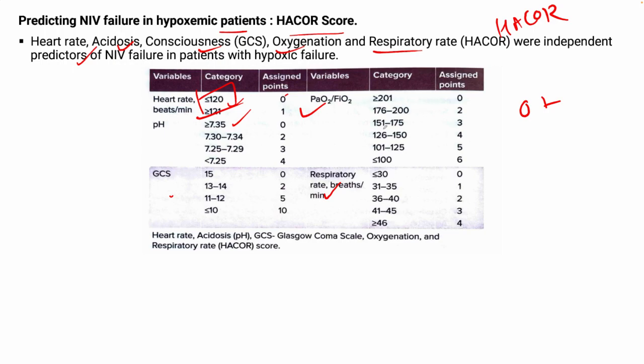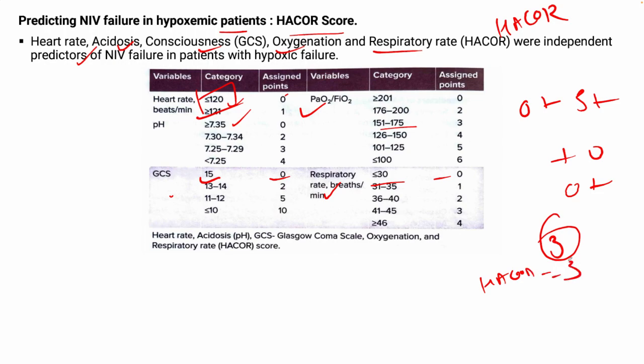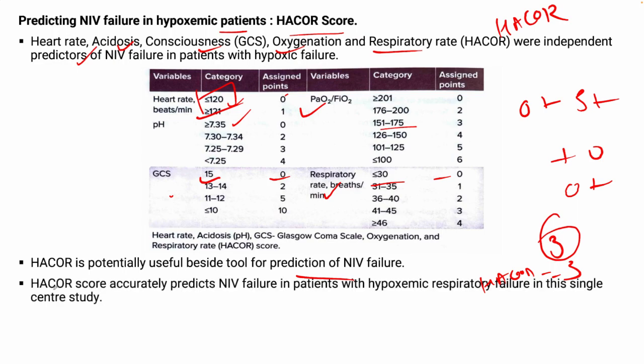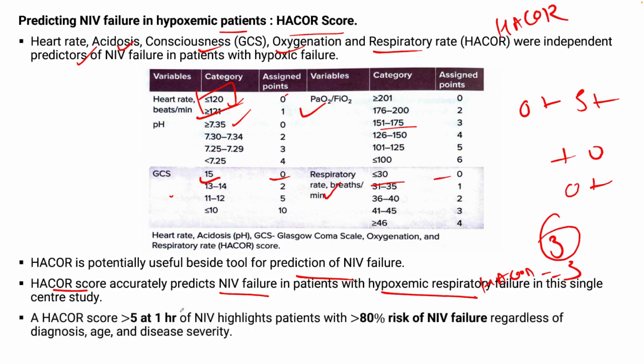PaO2/FiO2 ratio you can say 151 to 175, then 3. GCS scale is measuring 15, then 0. And the respiratory rate is less than 30, then 0. So the score is 3. So the HACOR score is 3. This is how you can measure. So HACOR is a potentially useful bedside tool for prediction of NIV failure. And the HACOR score accurately predicts NIV failure in patients with hypoxemic respiratory failure in a single center study. So what is the cutoff?